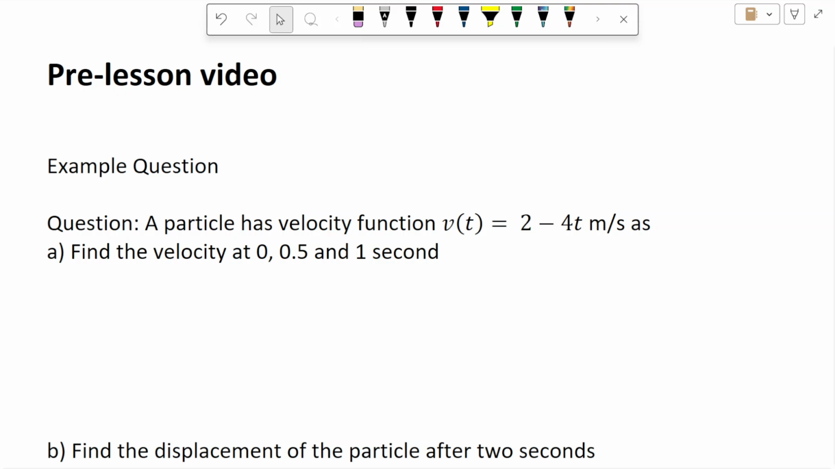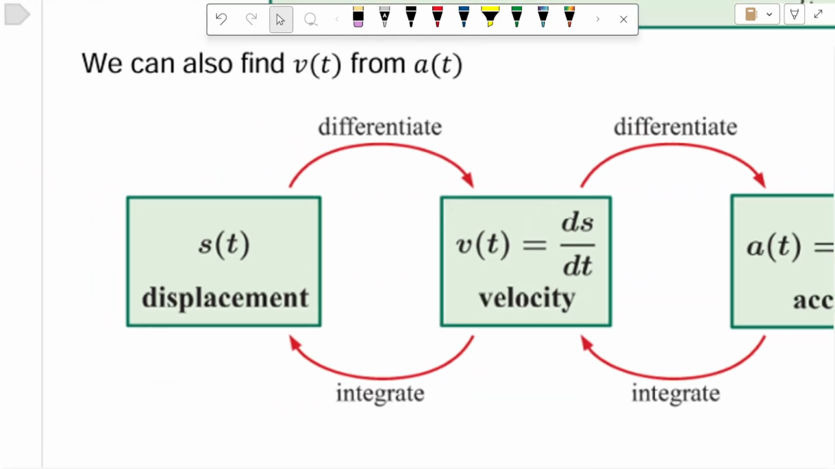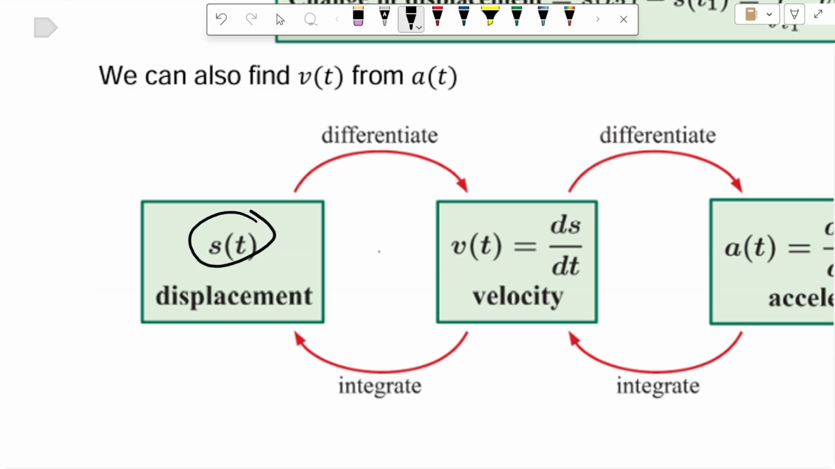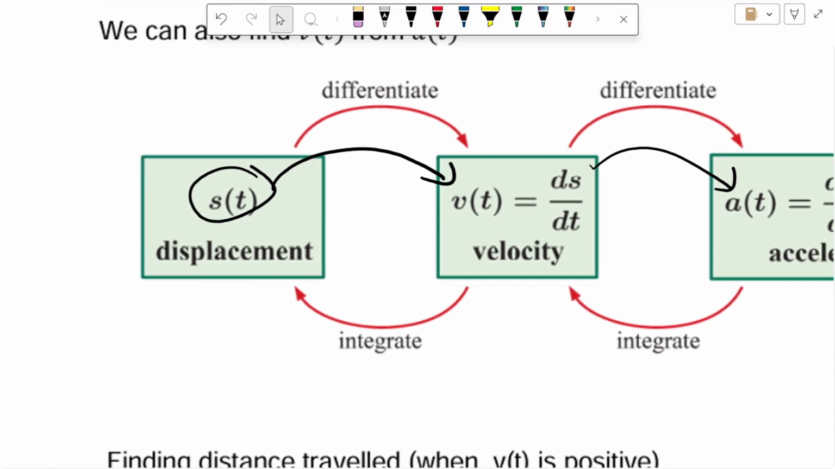In this video, we're looking at kinematics with integration. So we have done kinematics before with differentiation. Usually we would have a displacement function given to us in the question. You do the derivative to get velocity, and if you want acceleration, you do the derivative again.